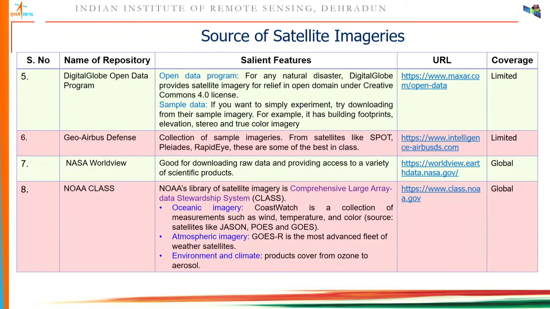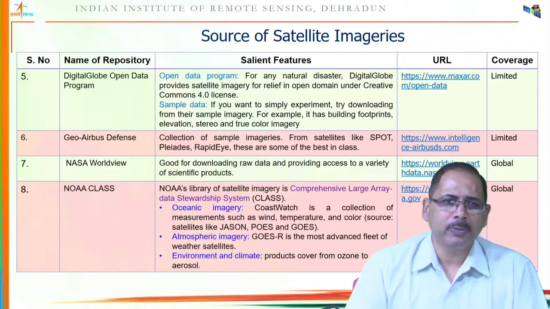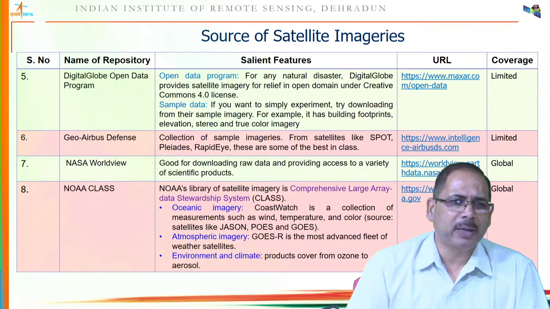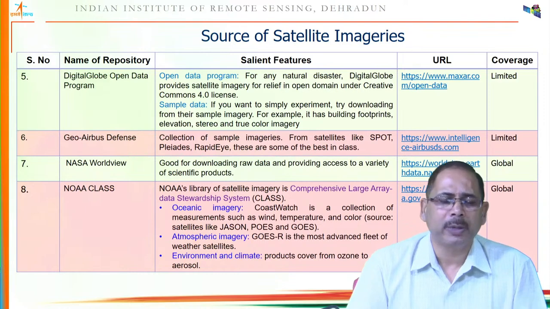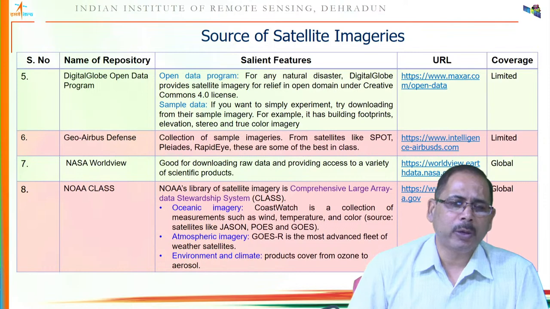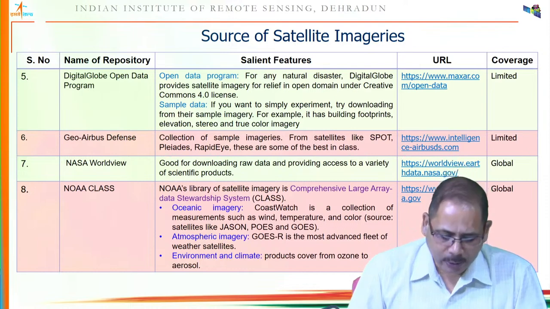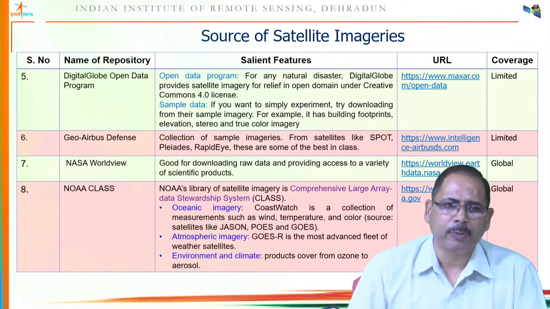As far as Digital Globe is concerned, they provide open data under their open data program for any natural disasters. Digital Globe provides satellite imagery for relief in the open domain under the Creative Commons license. Under this Creative Commons license, whatever data you are downloading, you are free to use in general for your personal use. So during disaster time, they offer some part of their data free of cost.